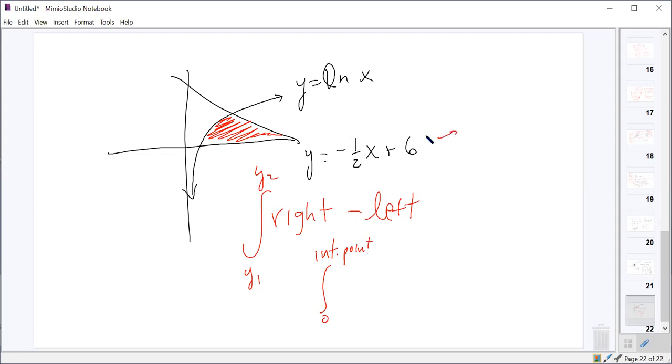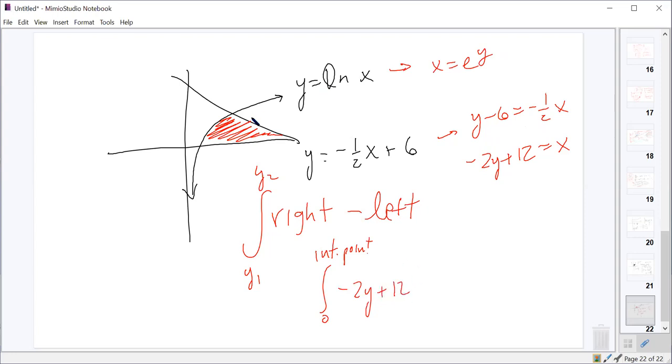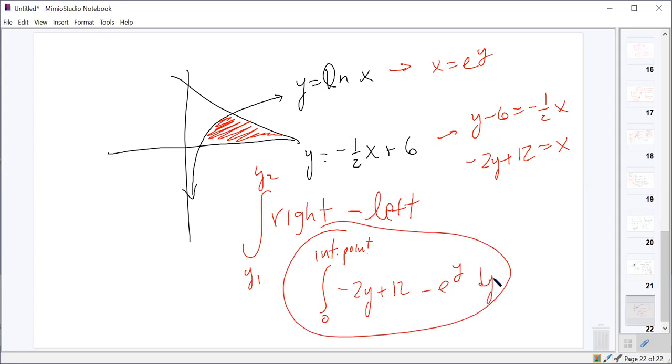And then we'd have to convert both of these. So this would become y minus 6 equals negative 1/2 x. So we need to multiply that by negative 2. So we'd end up with negative 2y plus 12 equals x. And this one would become, you'd exponentiate, you get x equals e to the y. So you'd integrate negative 2y plus 12, because that one's the rightmost function. It has larger x values, minus e to the y. That's the leftmost function because it has smaller x values. And so that would be our integral. And I don't know what that intersection point is, but your calculator would figure that out for you.